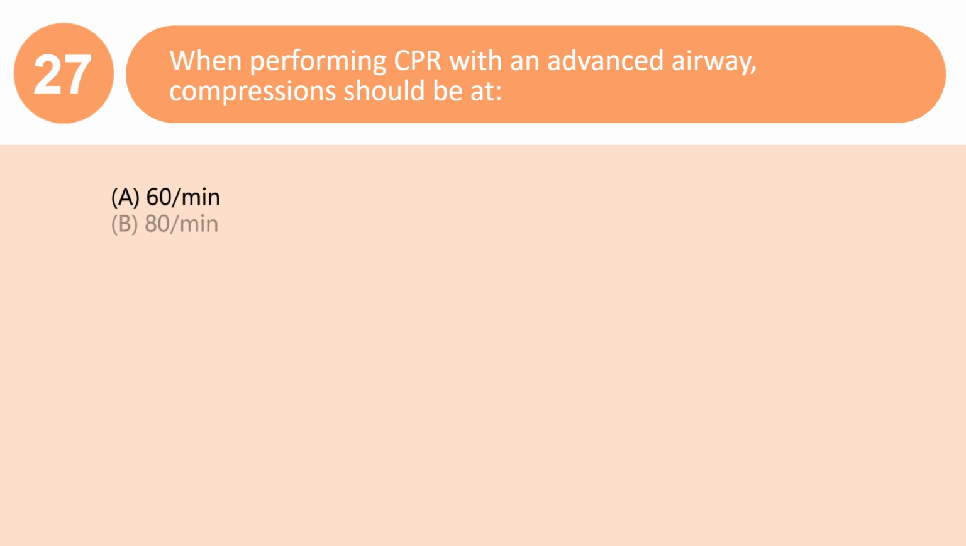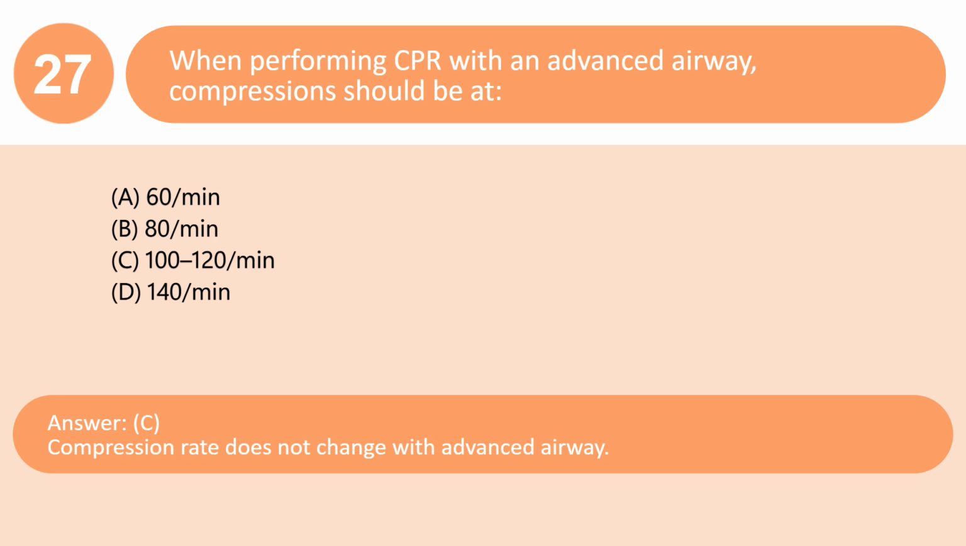When performing CPR with an advanced airway, compressions should be at: A. 60 per minute. B. 80 per minute. C. 100 to 120 per minute. D. 140 per minute. Answer C. Compression rate does not change with an advanced airway.